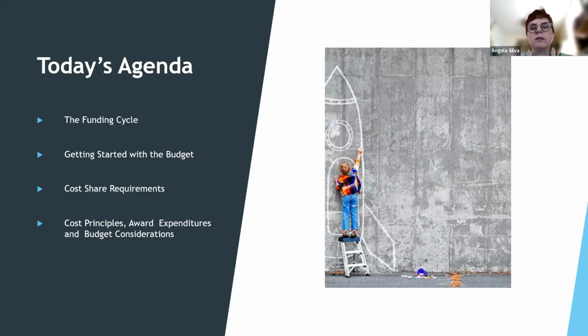We'll talk about getting started with the budget, even in the award phase, when you are thinking about what that grant award is going to look like, or even the proposal phase, what that future grant award is going to look like. Cost share. We touched on this in our last presentation, but we're going to send a reminder to folks, because we want to make sure that folks understand what cost share requirements and commitments are. And then we'll talk about cost principles, award expenditures, and budget considerations.